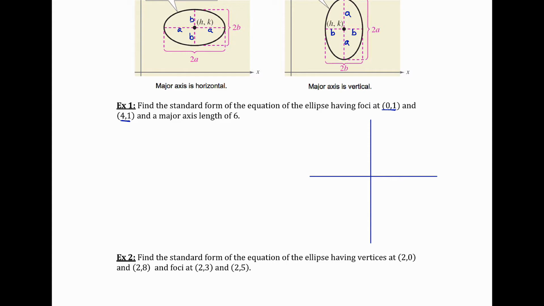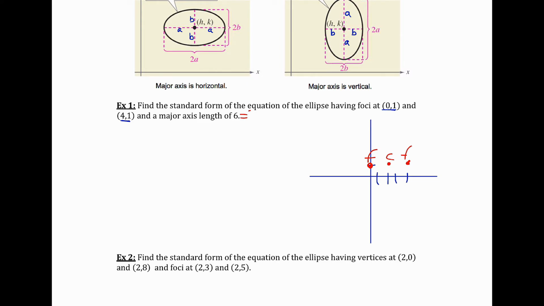Let's draw these out. At (0, 1), we have one of our points. That is one of our foci, a focus, if you will. And then we have another point at (4, 1), so we'll go 4 over and draw another focus there. I'm just going to label those with F's for focus, just like we had a focus for a parabola. The center is going to be halfway between those two, so the center is going to be here at (2, 1).